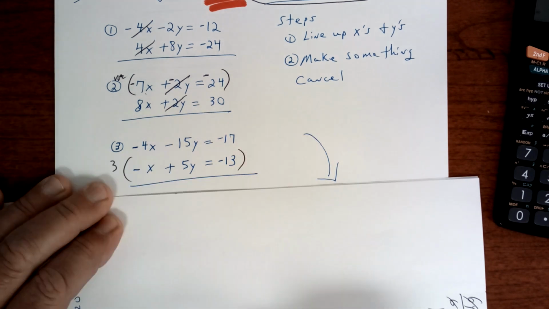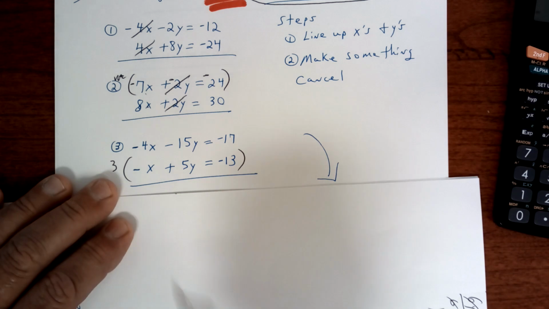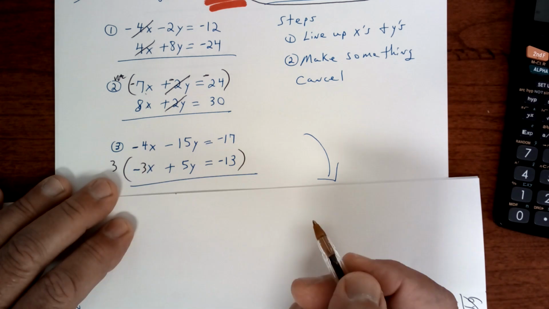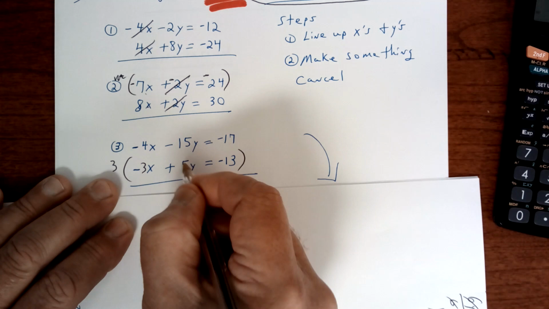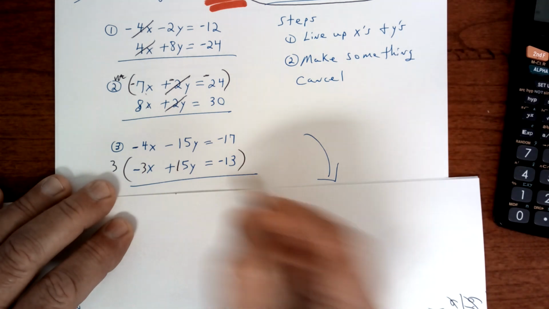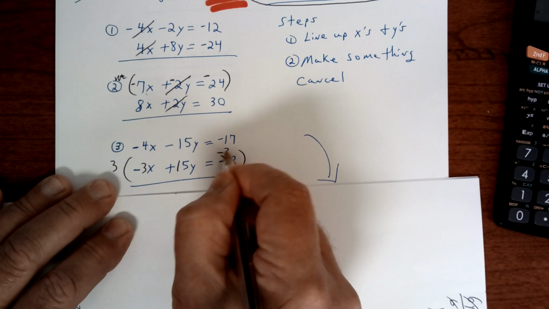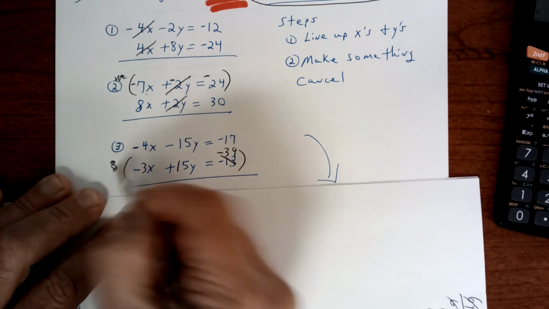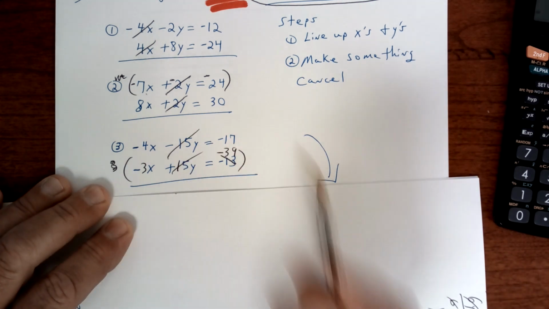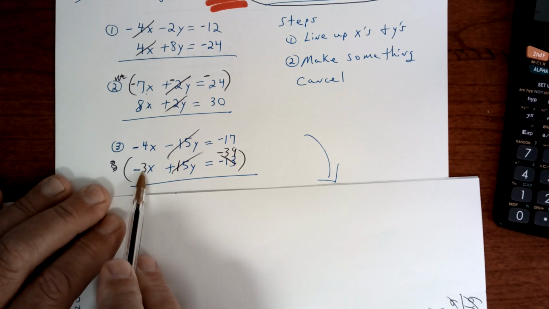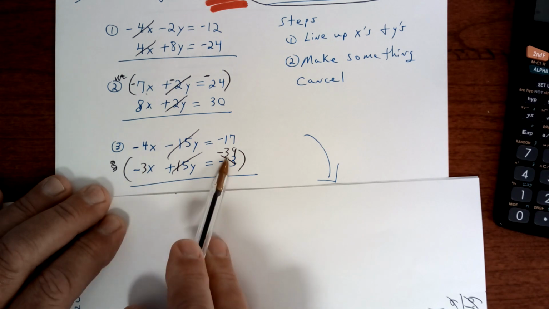If you multiply by 3, this becomes negative 3x. This becomes 3 times 5 is 15. And then 3 times this is going to be a negative 39. Okay? And then scratch that out. And then this cancels. And that's going to give you a negative 7x. And that's going to give you a negative whatever it is, a negative 56, I guess it is. Okay? That's how you do that one.